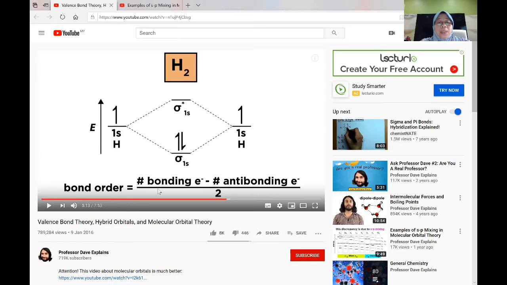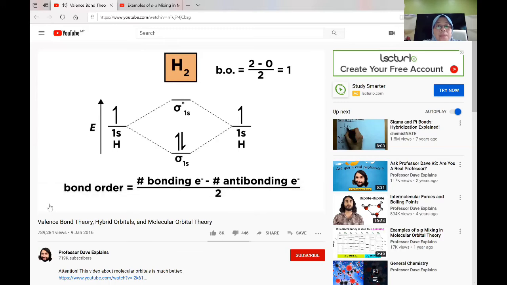So this is a formula. Bond order is the total number of electrons in the bonding domain. So you just calculate all electrons that are in the bonding domain. For example, here it is 2. Minus the anti-bonding electrons, all electrons in the anti-bonding. So here it is 0, so minus 0, and divide by 2. Here, that gives us a bond order of 1. So now we have a bond order of 1.